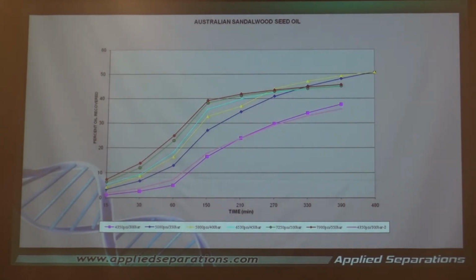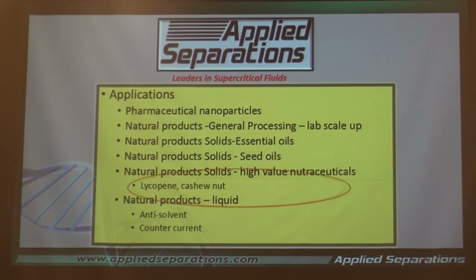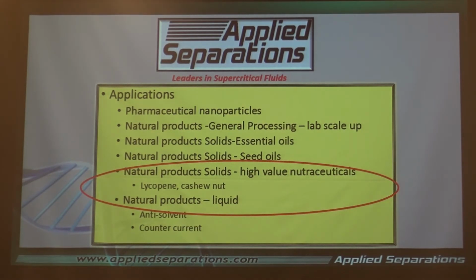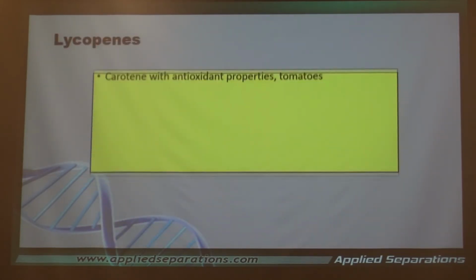Other examples of this, here's some sandalwood also. The best pressure, percent recovered, here we are, 800 bar. I want to talk a little bit now about pressure, not all the time. It's also interesting that you can use temperature, the kinetics, and lycopene is another example of this.